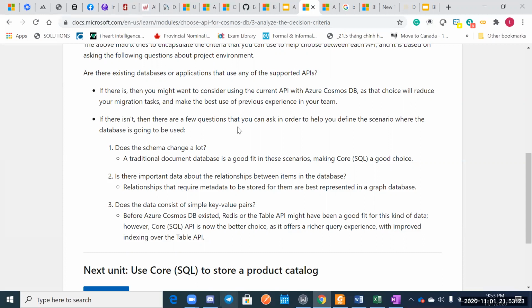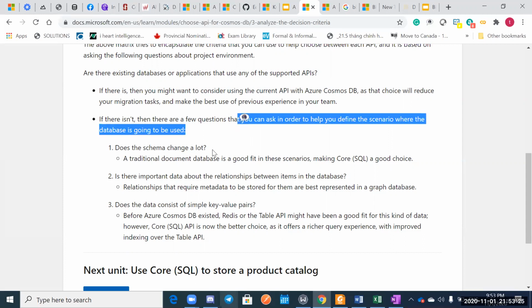the second one is that you need to ask yourself, does the schema change a lot? Because remember, we are talking about NoSQL, right? So there is no defined schema, no defined structured data. Whether your schema changes a lot is, for example, JSON data, where you need a new schema and you can easily add it in. So if it changes a lot, then core SQL is the choice.